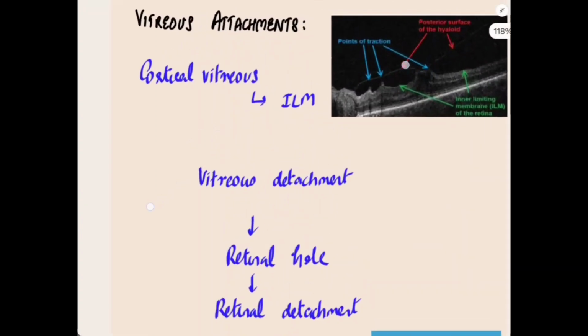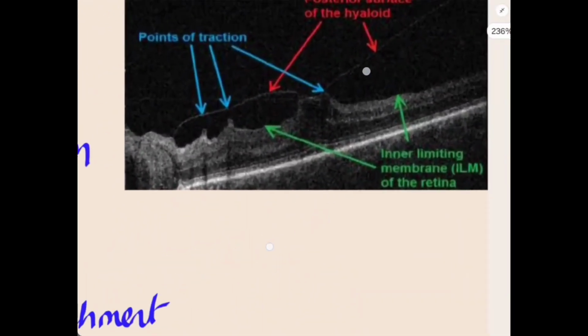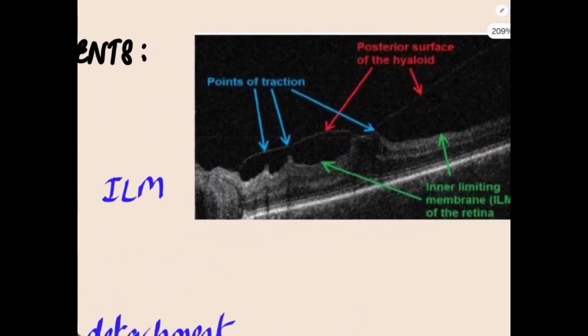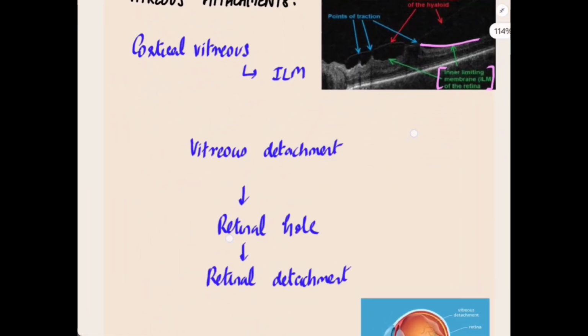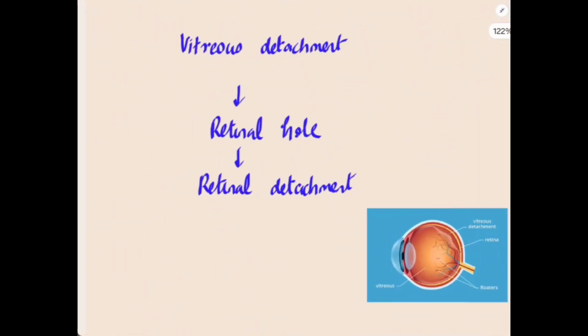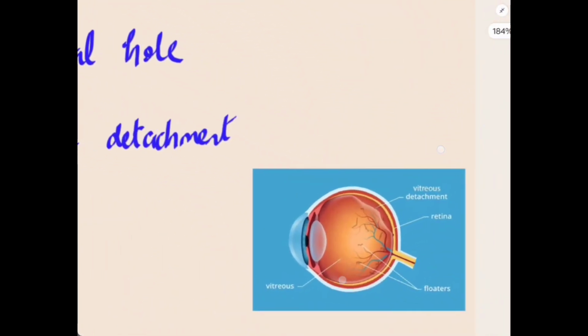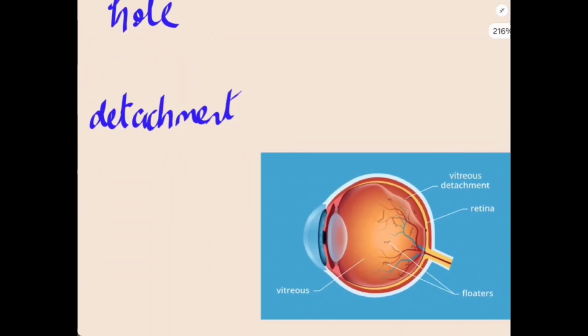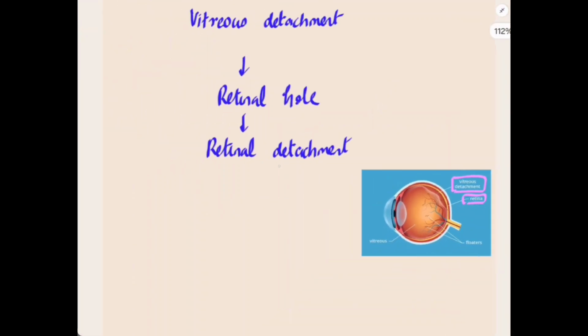Next, coming to the vitreous attachment. Normally cortical vitreous is loosely attached to the internal limiting membrane of the retina by scattered collagenous filaments. So if the vitreous humor degenerates and collapses causing vitreous detachment, then the filamentary attachments may adhere to the sensory retina, leading to retinal hole, which may cause retinal detachment.